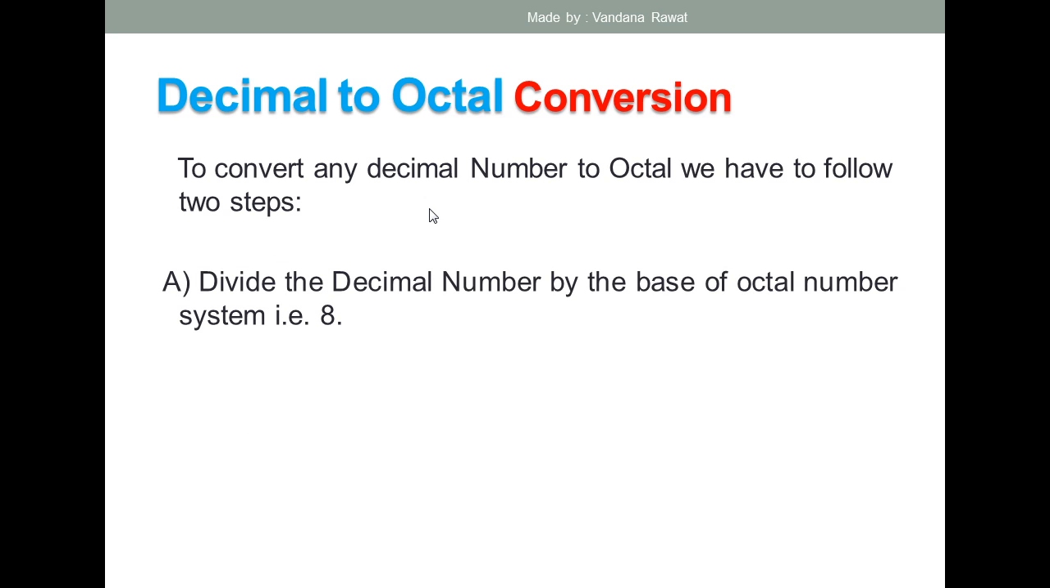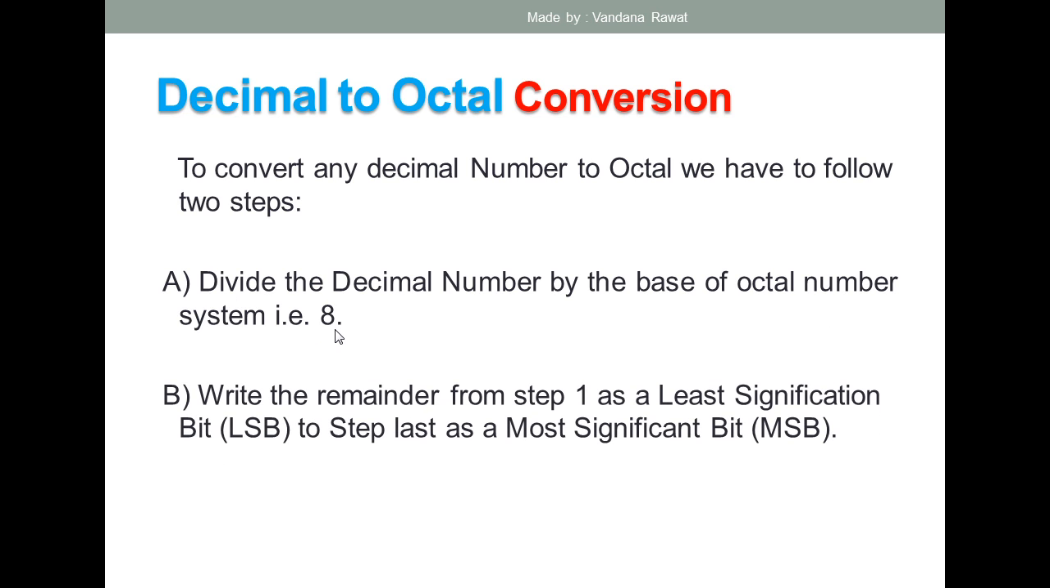For example, if you want to convert any decimal number, first of all you have to divide that decimal number by the base of the octal number. And what is the base of the octal number? That is 8. After that you have to write the remainder part, because if you are converting any decimal number into any number system, then obviously the remainder part is important. So in the second step you have to write the remainders from step number 1 as the least significant bit to the last step as the most significant bit.